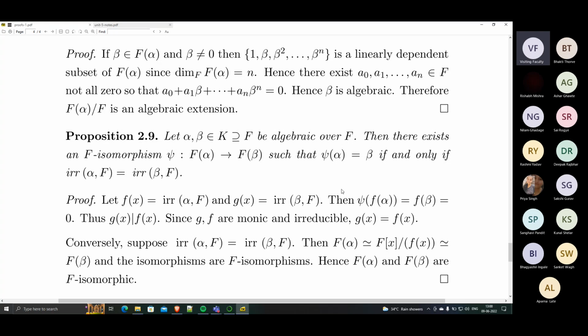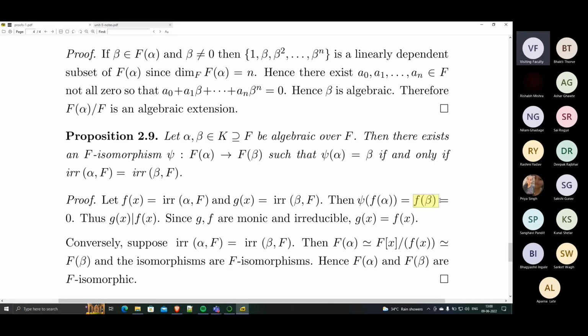So this map, when applied to the minimal polynomial of alpha, what happens? If f is the minimal polynomial of alpha, f(alpha) is 0. So when you apply psi to f(alpha), it is psi of 0. Psi of 0 is 0 because psi is a field isomorphism. But psi of f(alpha) is f(beta) by definition. Therefore, f(beta) is 0.